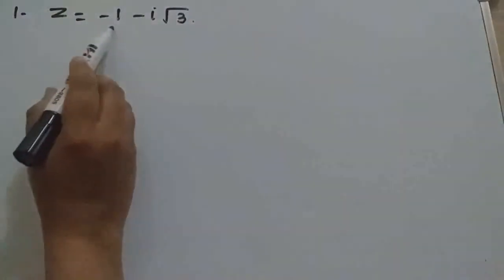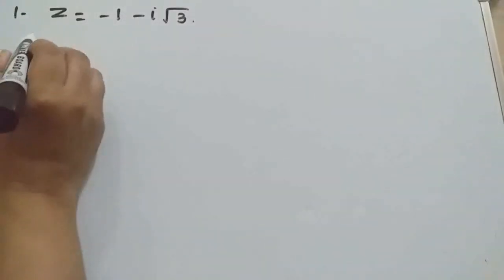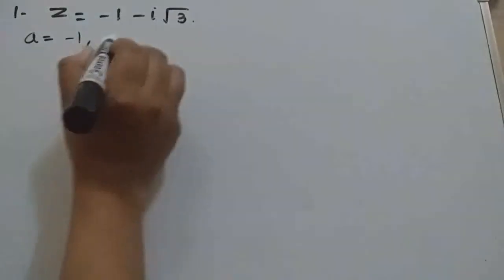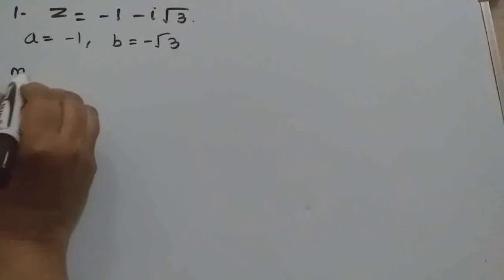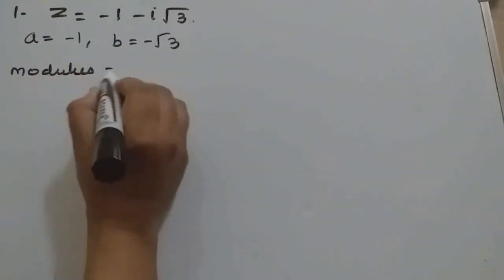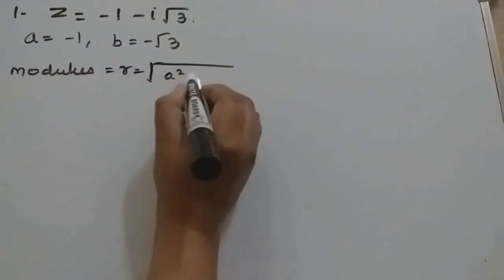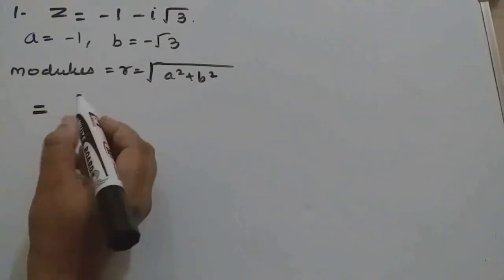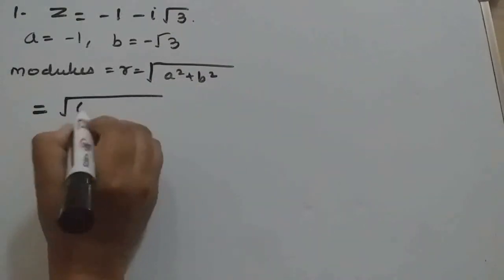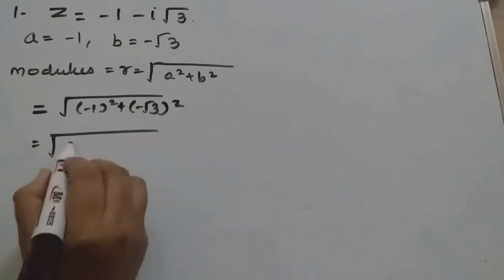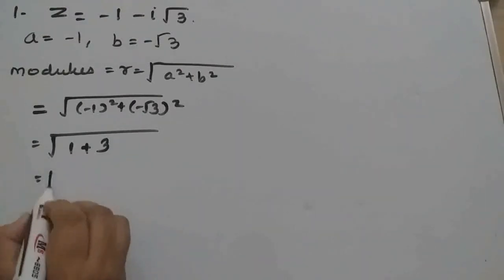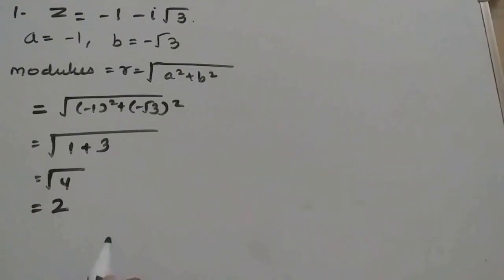Question 1 is find the modulus and argument of each of the complex numbers. So z is given -1 minus i root 3. So from this we will get the value of a and b. Okay, so we know modulus means r is what? Square root of a square plus b square. So we can write (-1) square plus (minus root 3) square. So 1 plus 3, that is 4, so which will be 2.